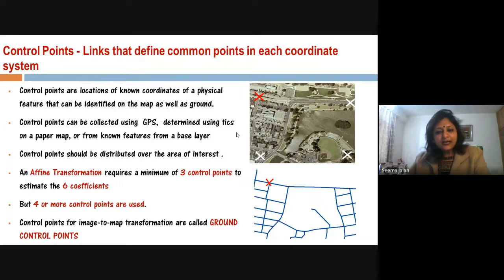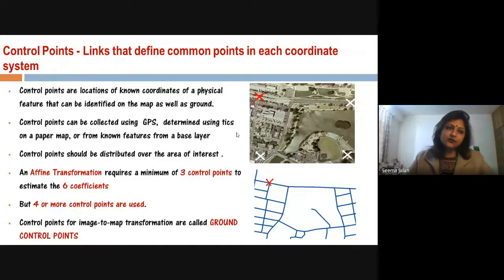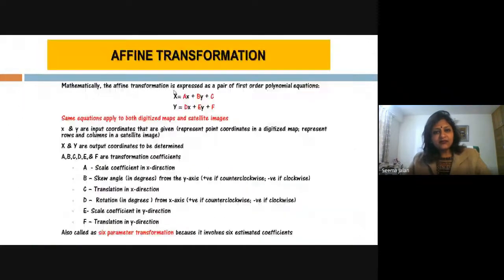So what I want to do is link the image coordinates with the map coordinates. So I should have any 3 such points for which I have the image coordinates and the map coordinates as well. Then only I will be able to solve the 6 equations for these 6 coefficients.